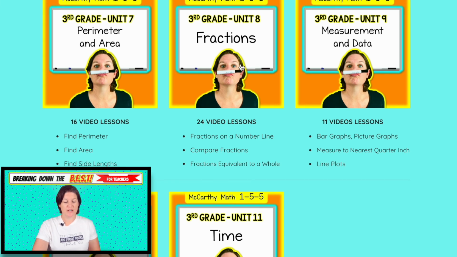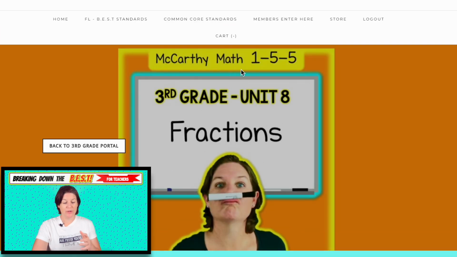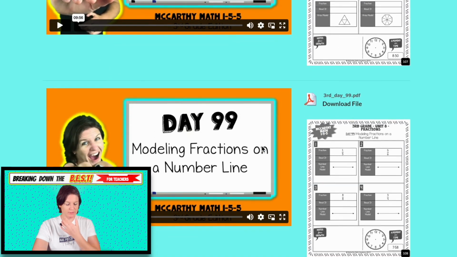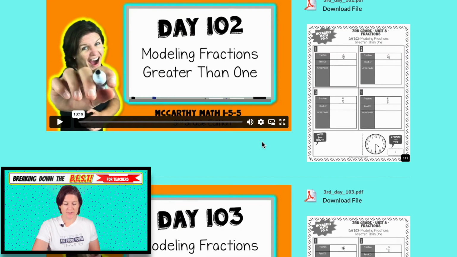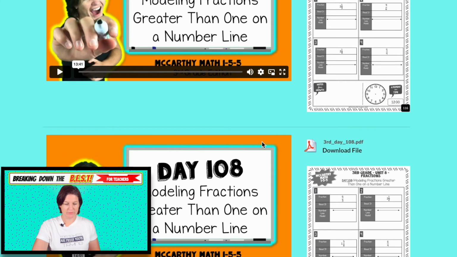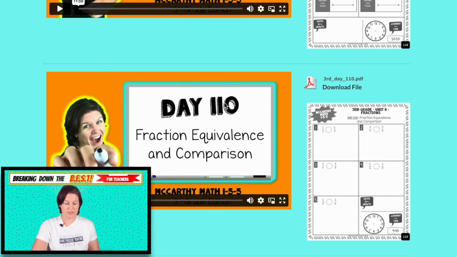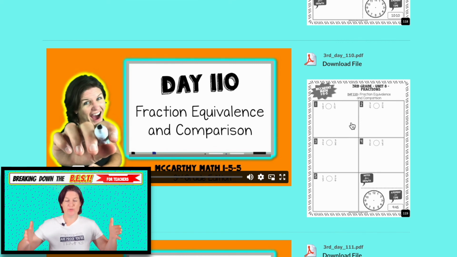So you can see here for this fraction unit, there's 24 video lessons, and we are comparing fractions. Let me go scrolling down so you can see we're modeling fractions. Let's get to more of the comparing. Modeling fractions on a number line, which we're doing in this standard. Modeling fractions greater than 1 on a number line, which we're doing in this standard. So it's just reinforcing those. Now here we have fraction equivalence and comparison. This is with using area models to compare, and also cross multiplication to check it.